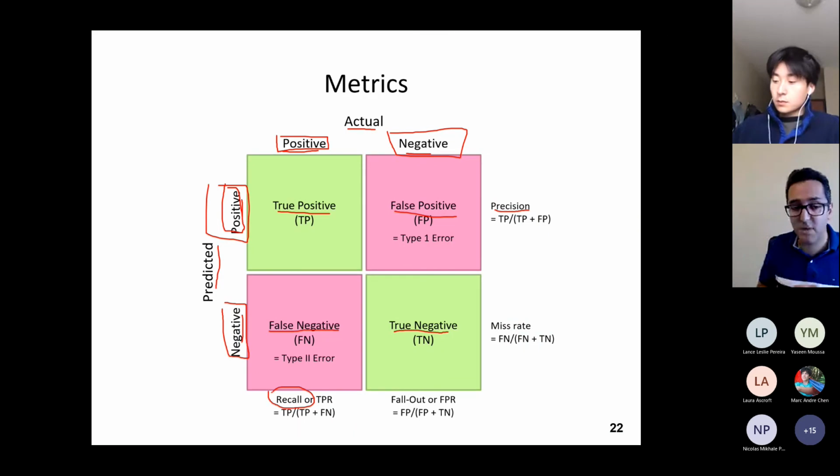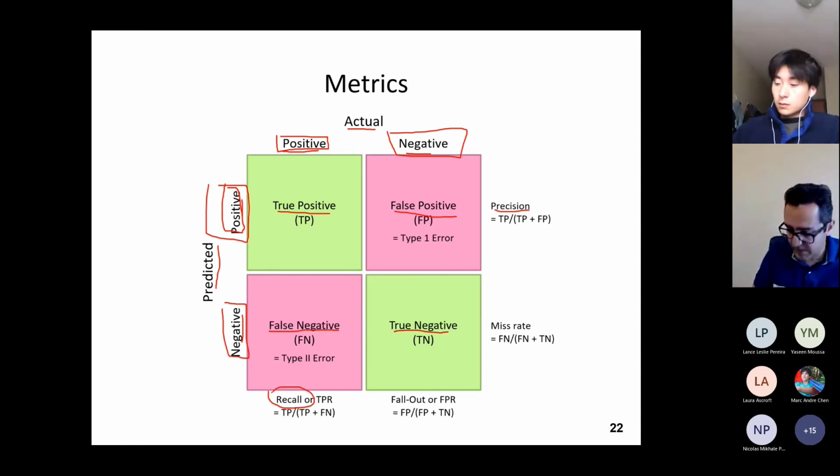On the other end of the spectrum, I can say everything is a spam. Then I correctly find all of the spam emails, so my recall is 100, but my precision will be really bad. So you can see that there is typically a trade-off between precision and recall. It's typically about how aggressive the algorithm is about detecting something.